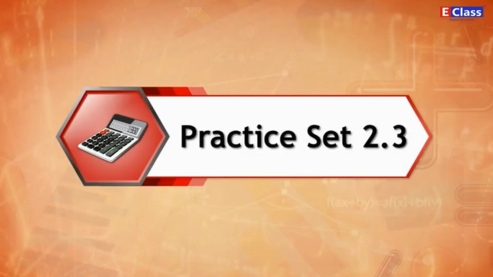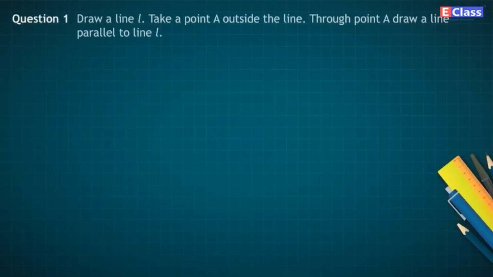Practice set 2.3. Question 1. Draw a line L. Take a point A outside the line. Through point A, draw a line parallel to line L.